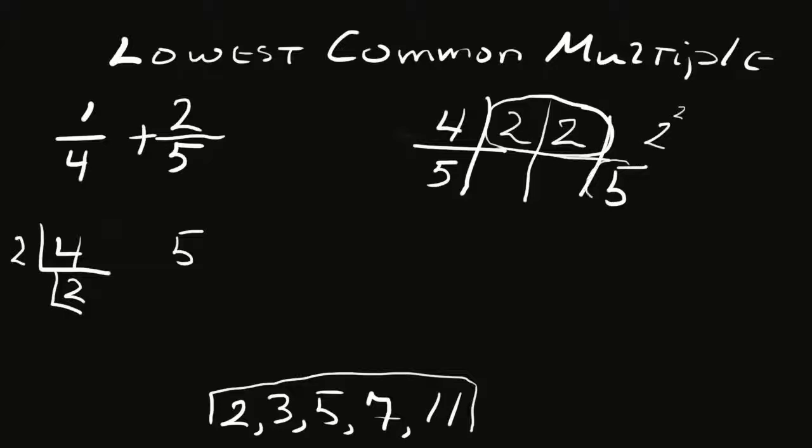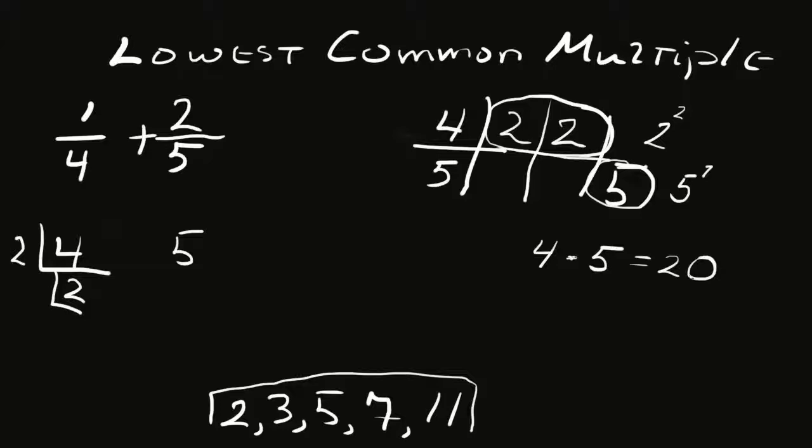And the biggest appearance of 5 was down here in 5, where 5 appeared only once, 5 to the first power. And if we take these two numbers, 2 squared, which is 4, and we multiply that by 5 to the first, or 5, we get 4 times 5, which will give us 20. And 20 is the lowest common multiple of 4 and 5. That's the smallest number into which both 4 and 5 can evenly be divided.